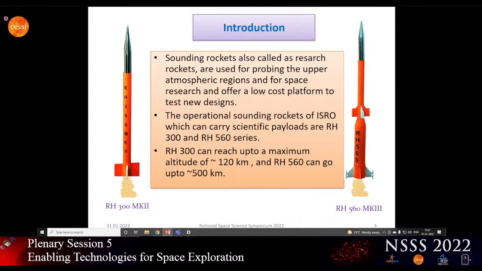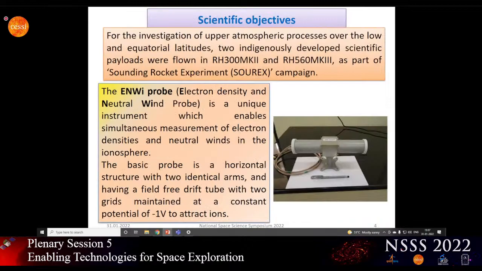The RS-300 will be launched from the Trivandrum TERLS range and the RS-560 from the Sriharikota range. So the first step in designing a scientific payload is the scientific objective. The scientific objective is broadly defined as the investigation of atmospheric processes over the low and equatorial latitudes.